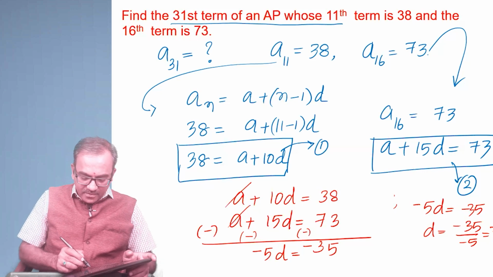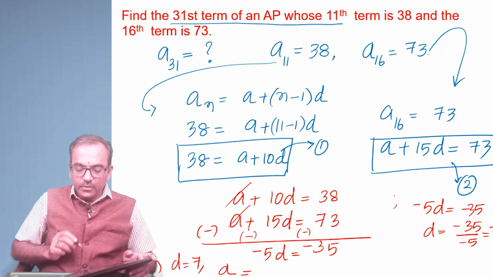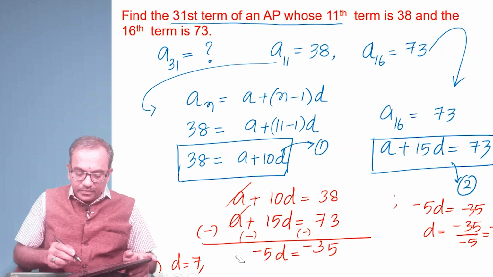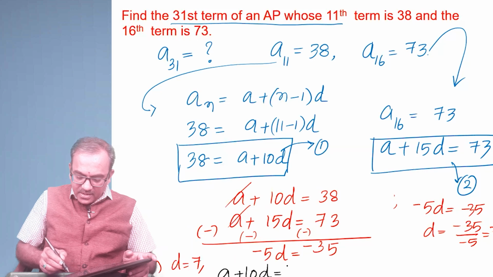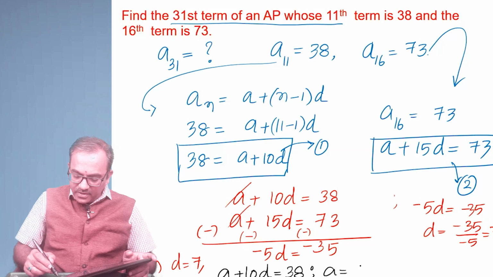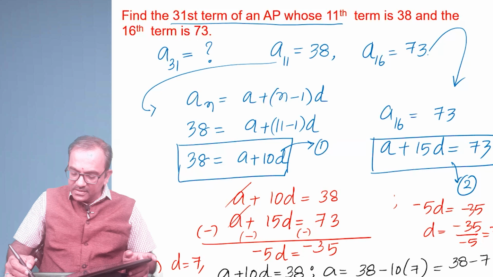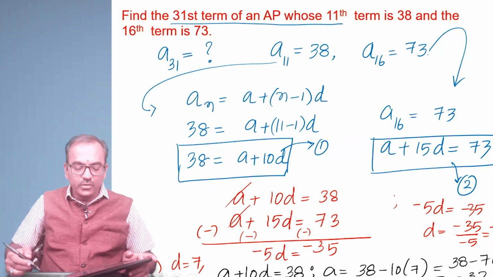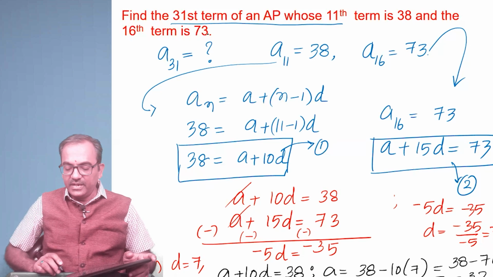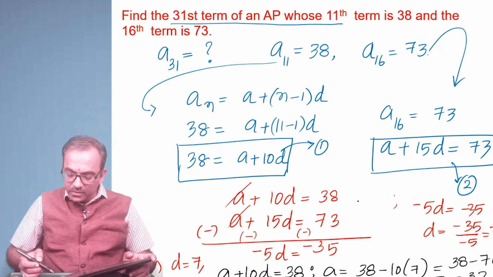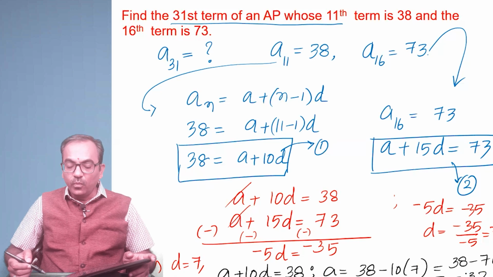When d is equal to 7, what will be a? You have to substitute the values. Now let us substitute in a plus 10d is equal to 38. a is equal to 38 minus 10 times 7. That is 38 minus 70, which is equal to minus 32. So we have a equal to minus 32, the 11th term as 38 and the 16th term as 73. What is to be found out further?